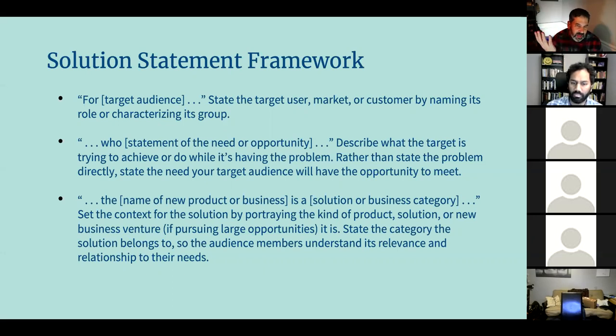Who, statement of the need or opportunity to describe what the target is trying to achieve or do while it's having the problem. Rather than state the problem directly, state the need your target audience will have the opportunity to meet. So again, don't rehash the problem here, not in any great detail at least. Start talking about how the solution is going to fix their problem.